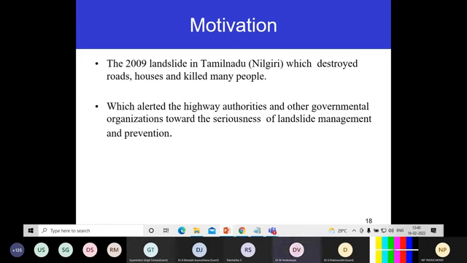You have used this IoT, and you have proposed one project based on this. As I said, in 2009 a huge landslide happened in Nilgiri district, which is located in Tamil Nadu. It destroyed roads and houses, and many people died. Then the government initiated a lot of projects on how to predict these landslide events. A big problem is that roads get destroyed, so even the highway authorities and other government organizations have shown interest in developing landslide management.